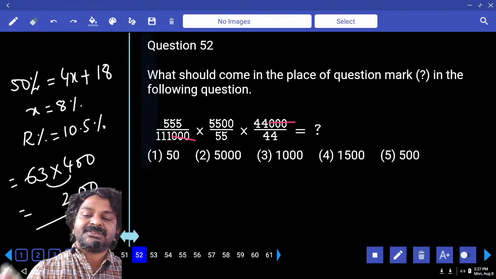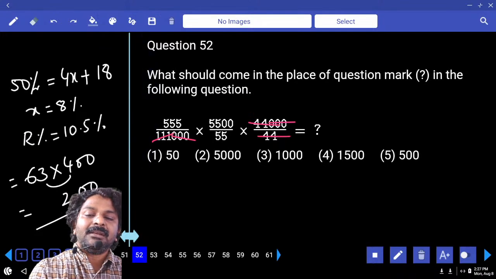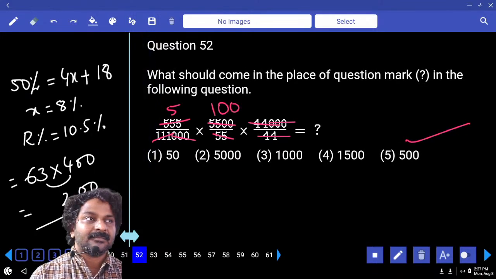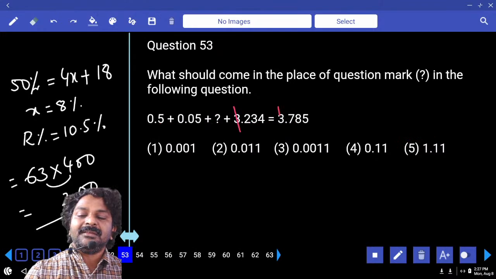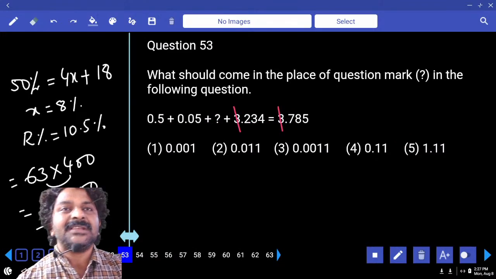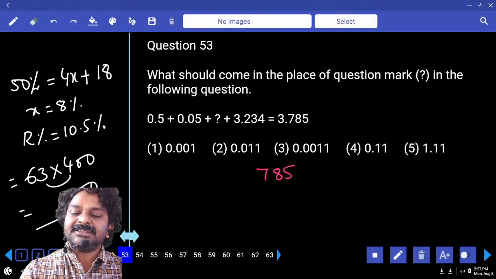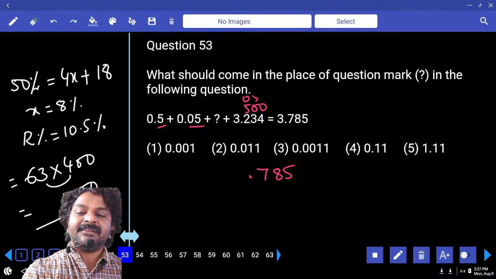3 zeros, 3 zeros can be cancelled. 44, 44 cancel. 111. 5 times 55, 100 times. Answer 500. Plus 3 on the left hand side and right hand side can be cancelled here. Now, on the right hand side, how much is left? After the decimal, 0.785. 5 can be written as 500. 0.05 can be written as 050.